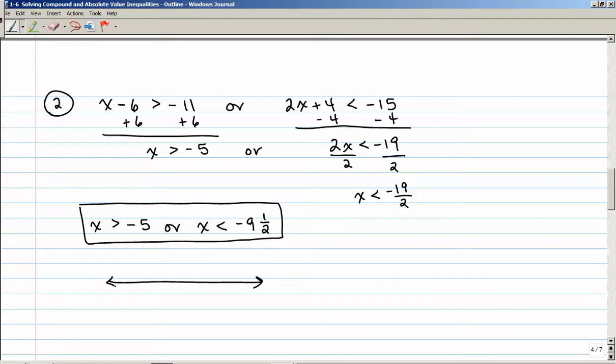So here's my number line. -9.5 goes over here. -5 goes over here. x is greater than negative 5, or x is less than negative 9.5. And that's what your graph will look like.